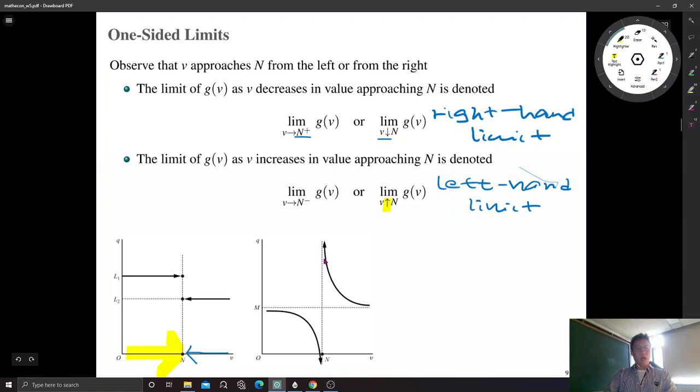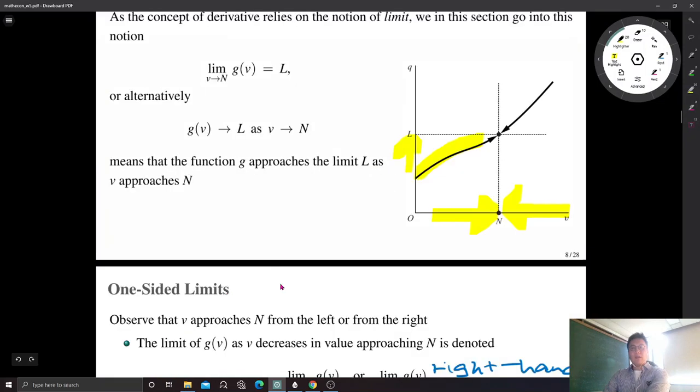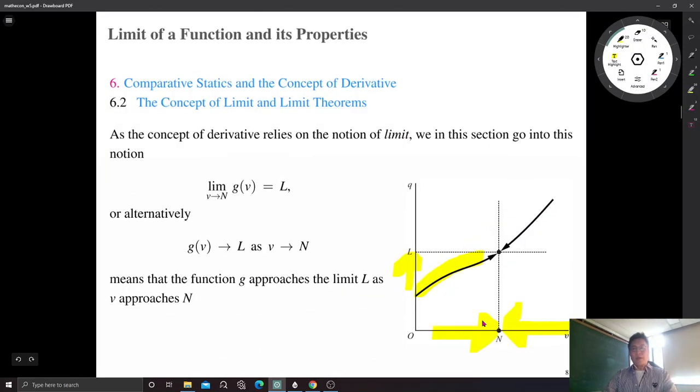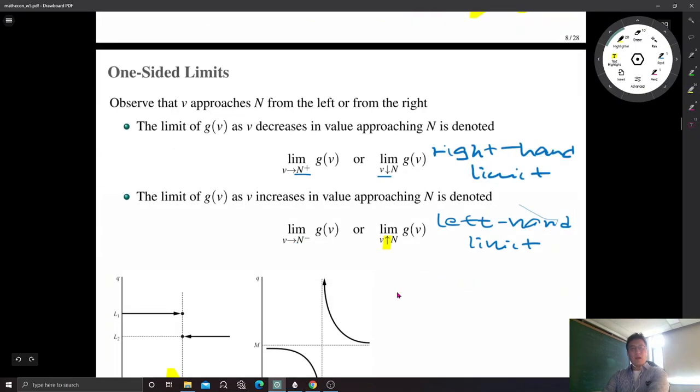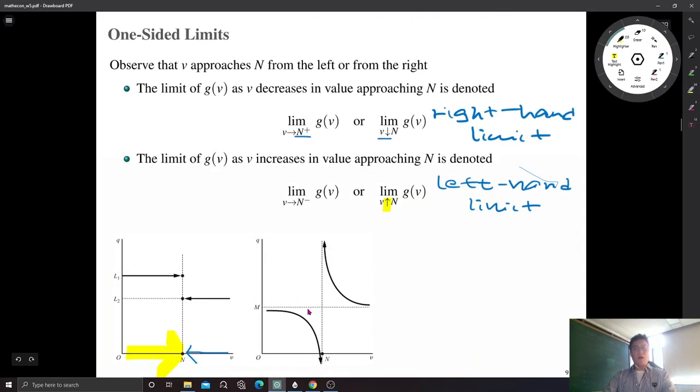Okay, so in these two figures, the left-hand limit and the right-hand limit of the function are different. And in the previous diagram, no matter what direction, as v approaches number n, the function is heading toward the same point. So it has the same y coordinate. So the function is approaching the same value, L. So in this case, the left-hand limit and the right-hand limit of the function are the same. But in these two examples, the left-hand limit and right-hand limit are different.